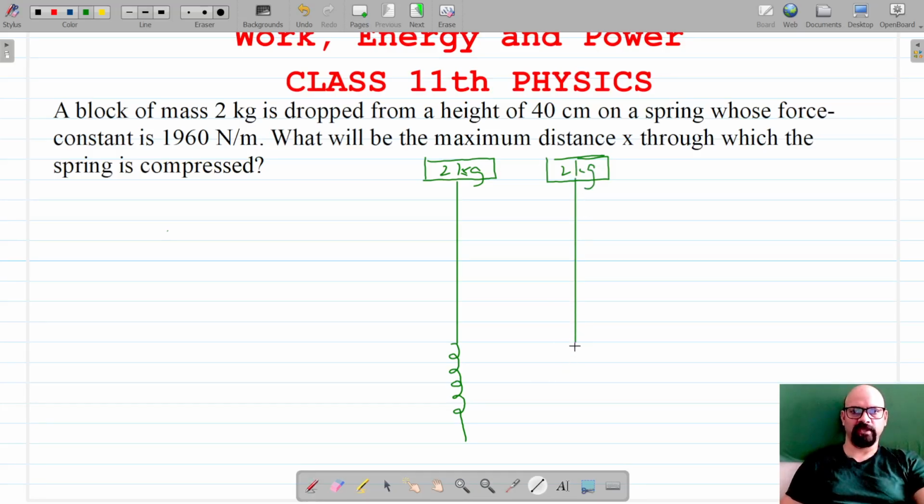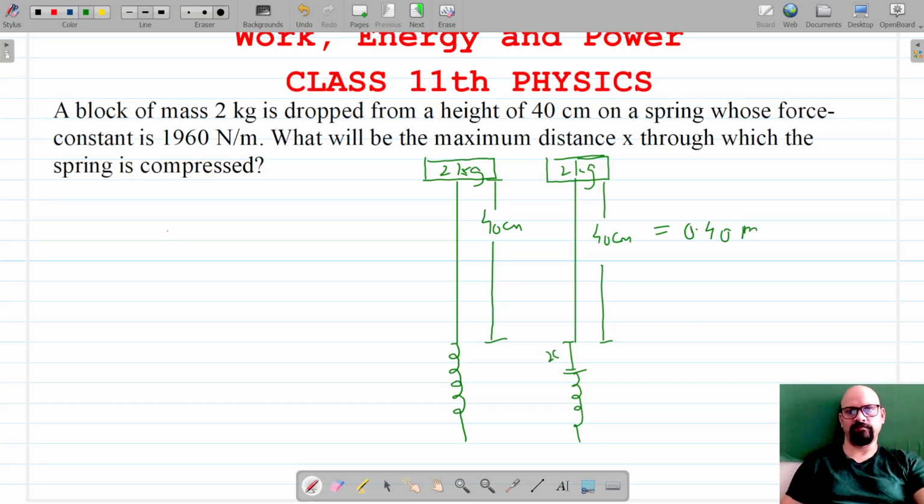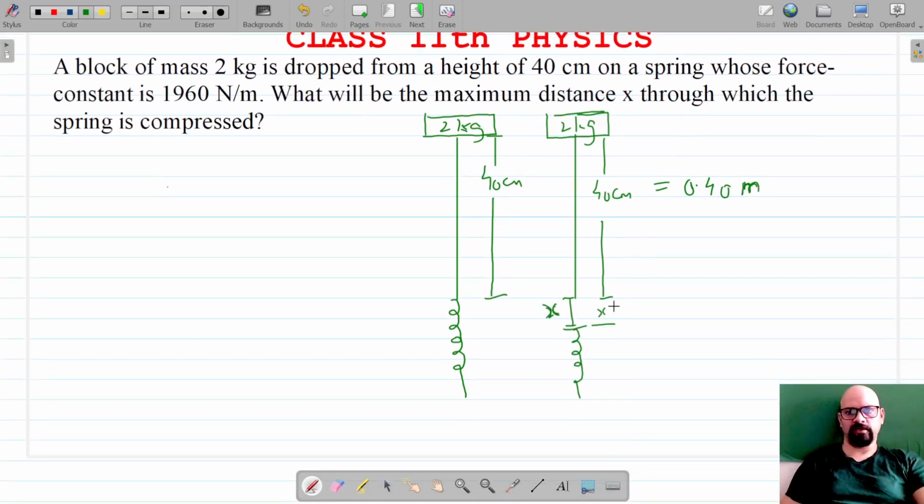So this was the height, and this height was 40 centimeters. So up to this, it is 40. Then when this block is dropped, let's say the spring compresses and reaches here, so it compresses by x meter. So 40 centimeter is 0.4 meter, and it compresses by x meter. So this is x. So now the total height is 0.4 plus x.